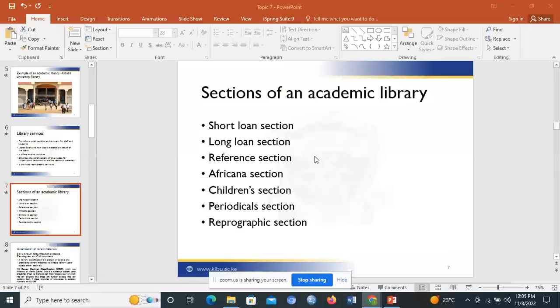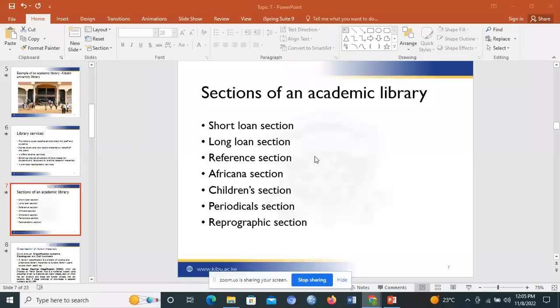If you go to our Kibabi library, behind the officer who issues you books, you'll see there a lot of book materials. Those materials are on short loan. Then we have the long loan section. These are the materials found in the shelves. These are materials which you can borrow for up to 2 weeks after you have been issued by the library staff. Then we have the reference section where you find material which you can only refer to while in the library. And once you leave the library, you have to leave them inside the library.